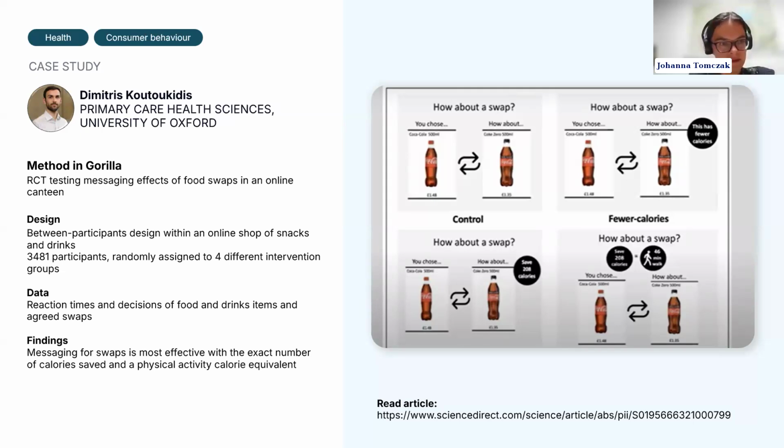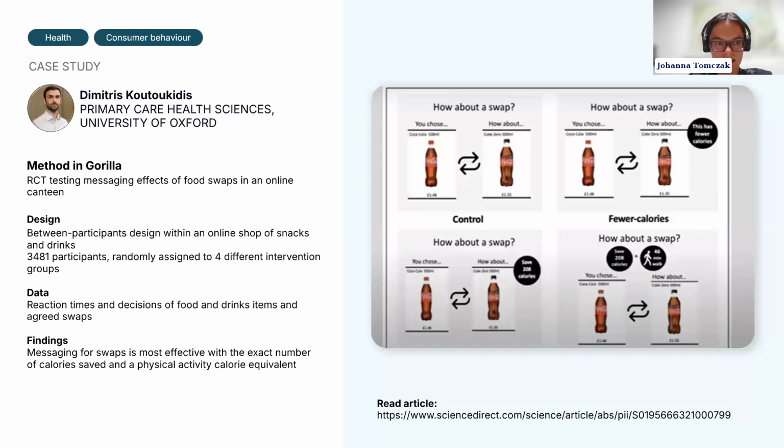So Dimitris used this between participants design with an online shop of snacks and drinks, and he recruited in total 3,481 participants, so quite a huge sample. Those were all randomized to the 4 conditions we just had a look at, and he then collected the reaction times and decisions on foods and drink items and the agreed swaps. So when participants accepted to take another item instead of the one they had chosen before.